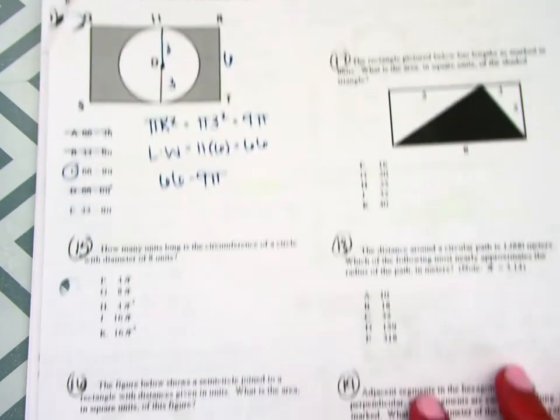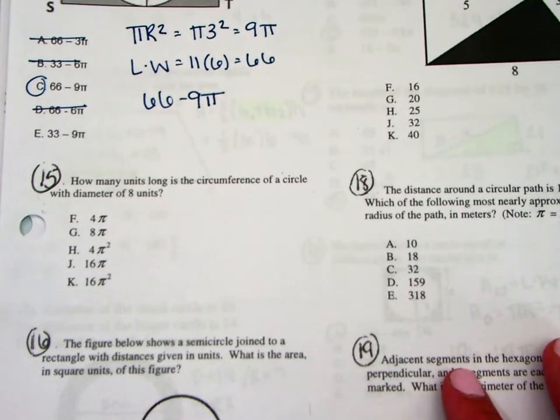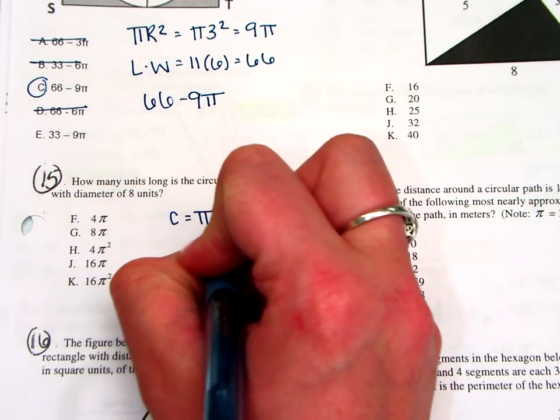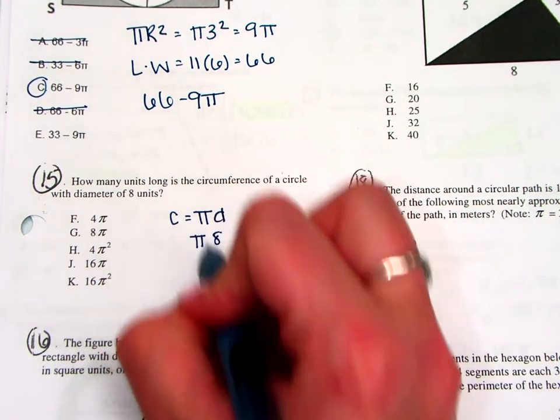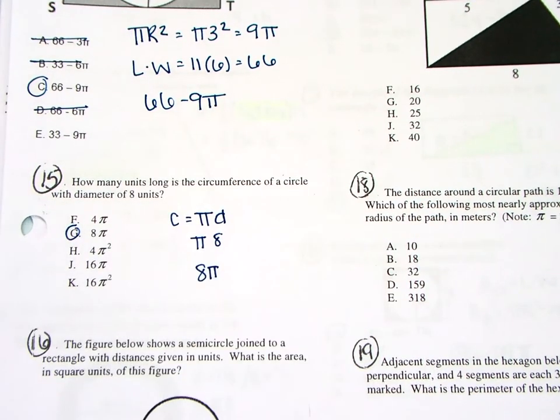Okay, number 15. How many units long is the circumference of the circle with a diameter of 8? Well, the circumference formula is pi times diameter. So the diameter is 8. I just write the 8 in front, and the answer is G. That's just using the formula.